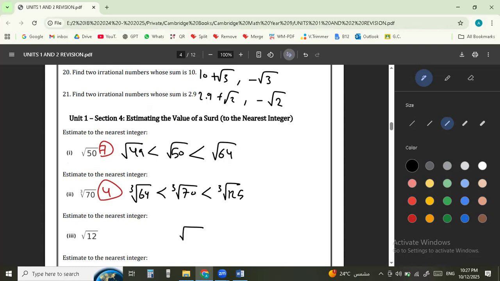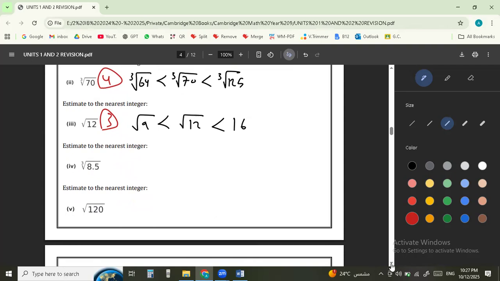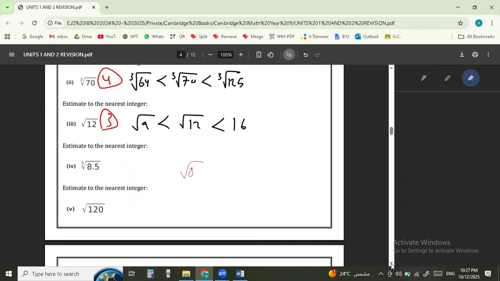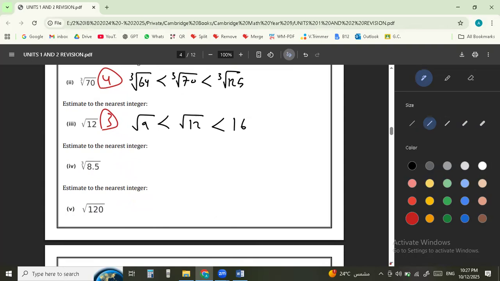This square root of 12 is between root of 9 and root of 16. Which one is it closer to? Root of 9. So it is 3. This one, it is 2. It's very close to cubic root of what? It is very close to cubic root of 8, and after that it is very far. Cubic root of 27 is just 2. It is a 2.